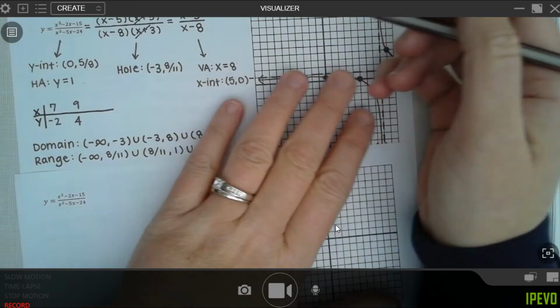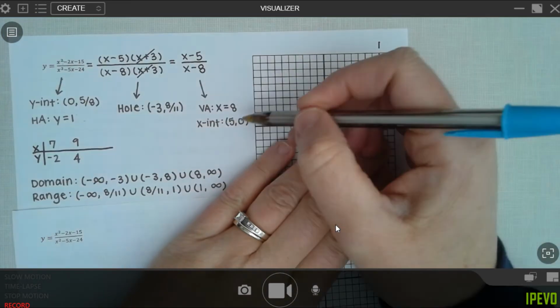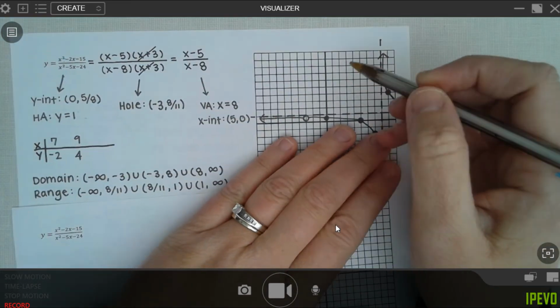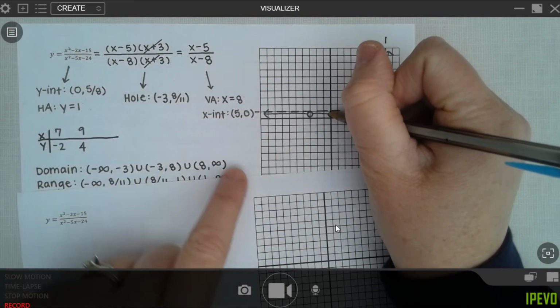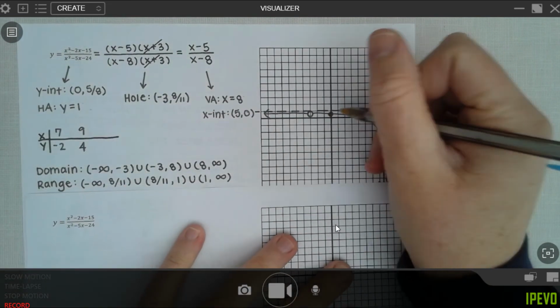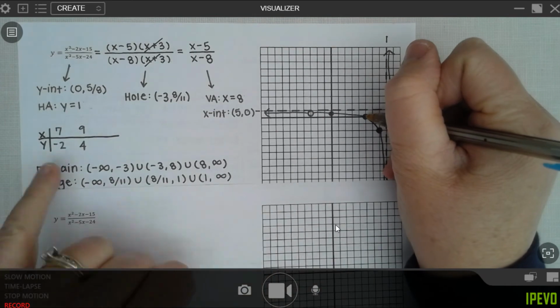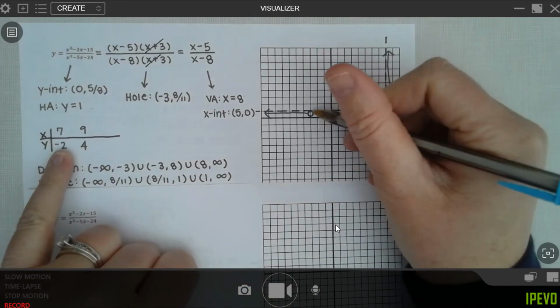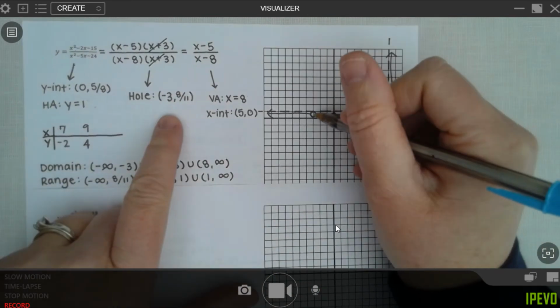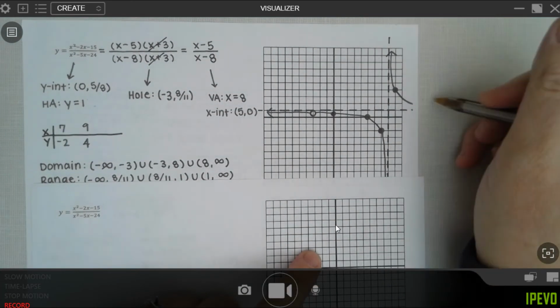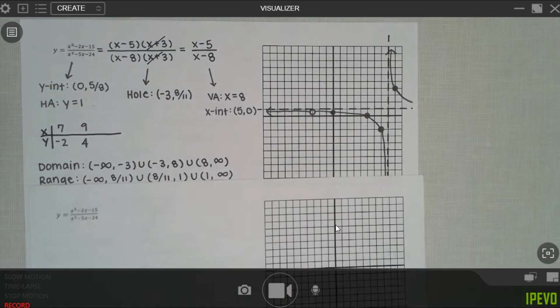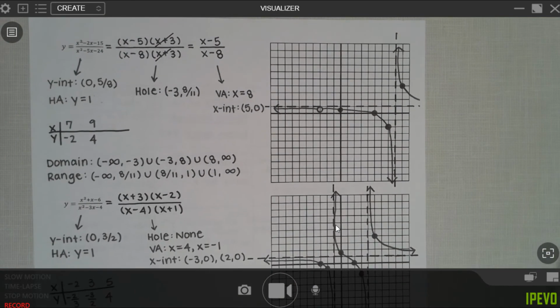So what you would do is make this dotted line here and this dotted line here. And then we made a point in each one. So we plotted (0, 5/8), we plotted the x-intercept at 5 right here, and then we could pick another dot if you wanted. Since this one was already down here, I'm going to plot your hole. Here's your hole. Since these already had two dots, I already knew it was going to be down here and up here, but you can always check one more point to make sure. So I'm going to go ahead and leave that there.